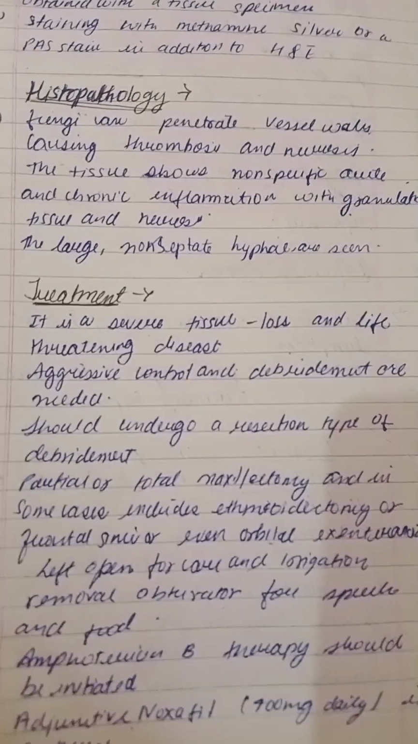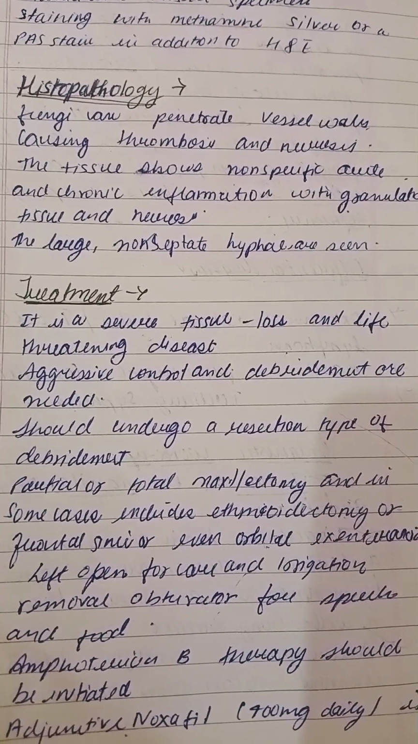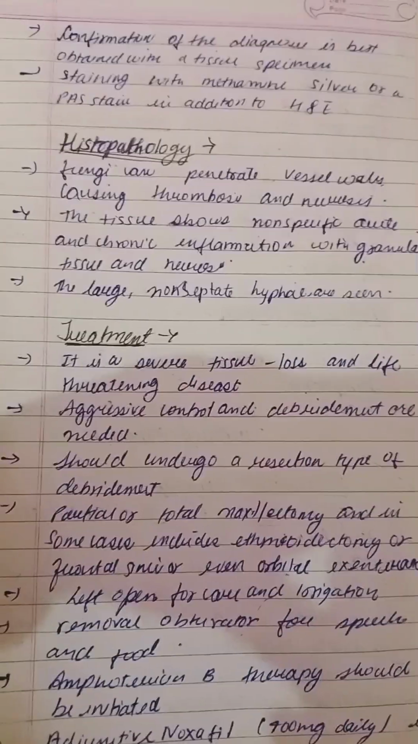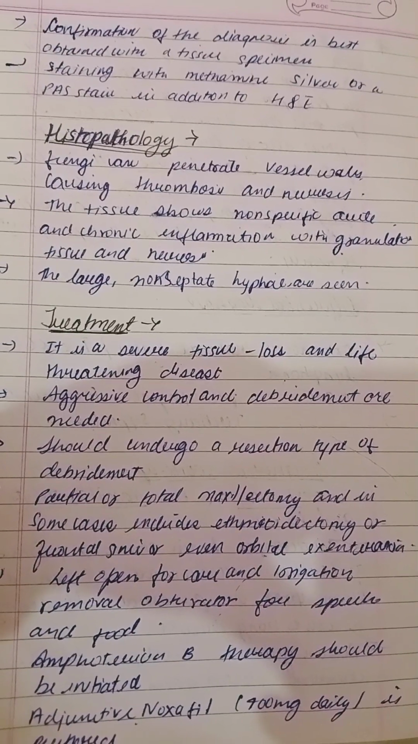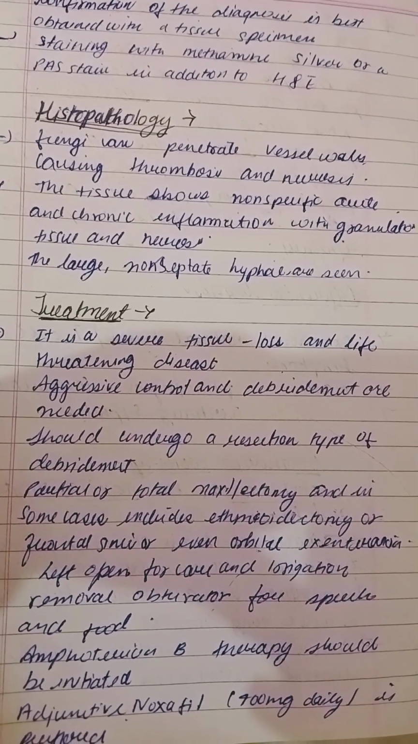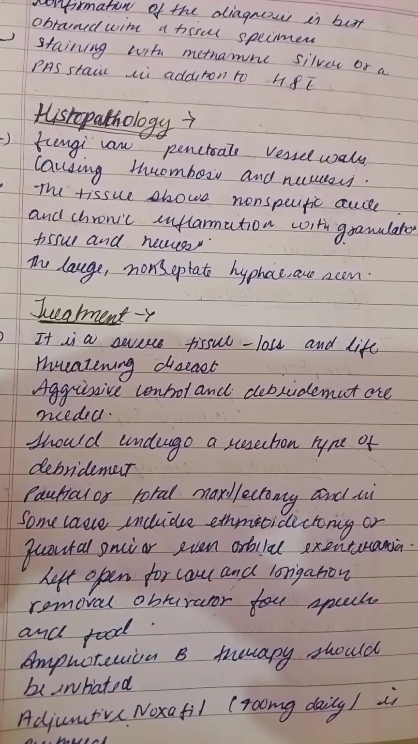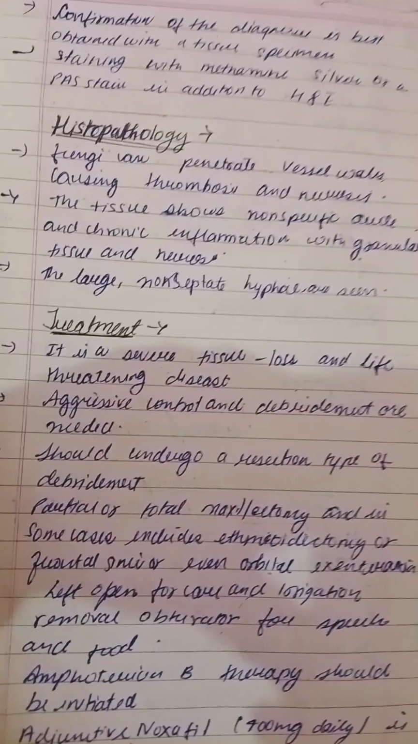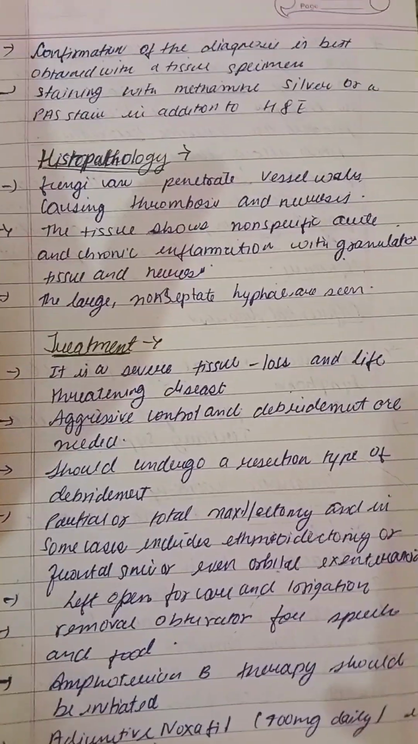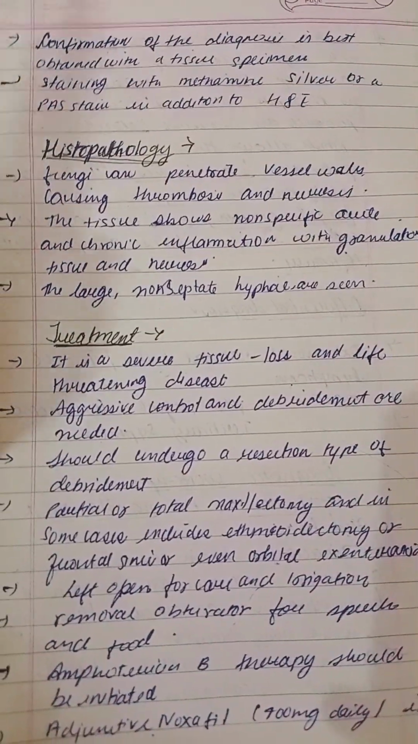And what can the resection include? Partial or total maxillectomy. So mainly it should go for a resection type of debridement which includes partial or total maxillectomy, and in some cases it includes ethmoidectomy or frontal sinus or even orbital extension. Okay. So the wound is left open for care and irrigation. The wound is not closed in these cases.